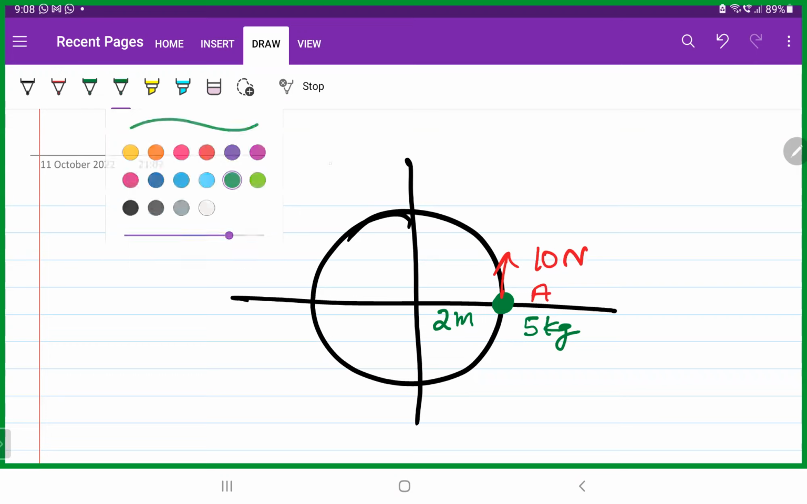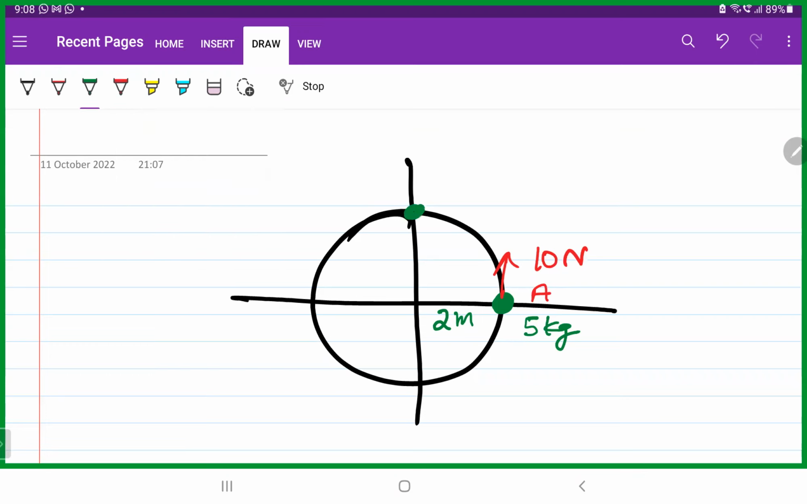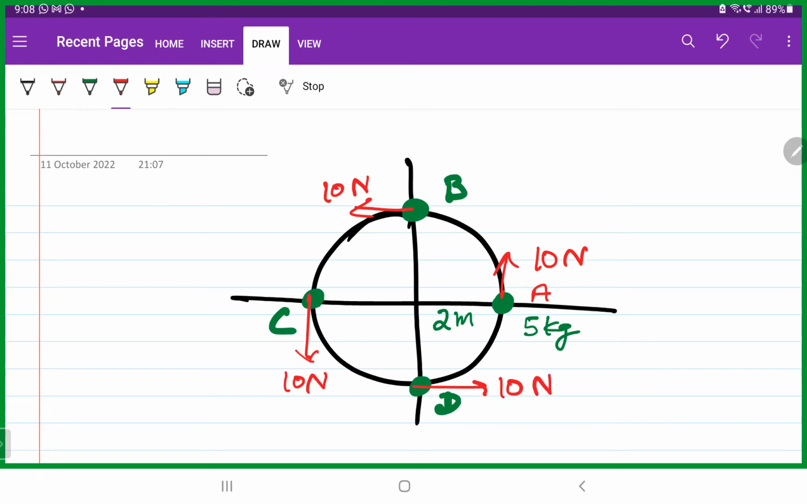It goes to B. Then it goes to C. Then it goes to D. And the forces are like this: 10 Newton this side, 10 Newton this side, 10 Newton this side, 10 Newton this side. So all these are 10 Newton force acting on this object.